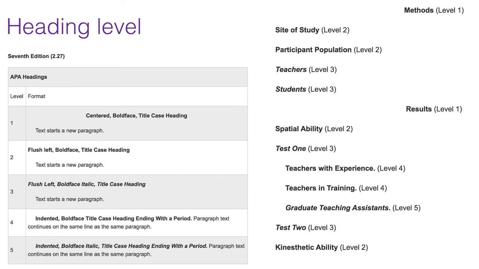The method is a first level. And then site of study, that's the second level. And teachers, that's a third level, italic, right? And student also second level. So that's how you differentiate the different heading levels.